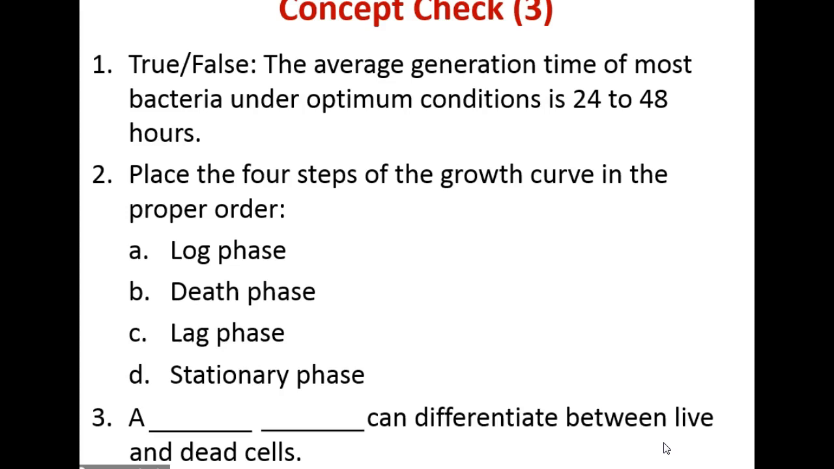True, false? Everybody together now. Place the 4 steps of the growth curve in the proper order. Okay, ACDB. Let's just say it out in words. The lag phase. What can differentiate between live and dead cells? A flow cytometer.